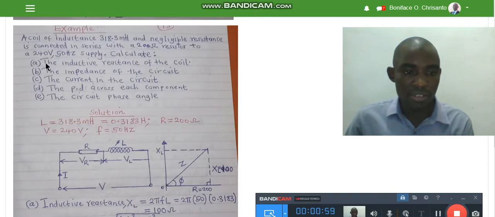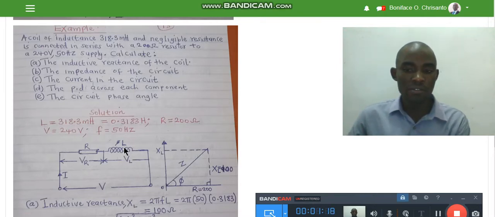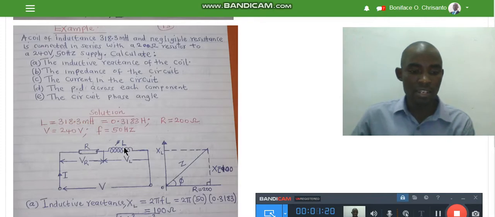Whenever you are given such a question, it is always prudent for you to come up with a circuit diagram. You connect the three components. Remember, we have been given a voltage source, a resistor, and an inductor. So it is good for you to put these three components in a circuit for easier understanding of what you are supposed to do.